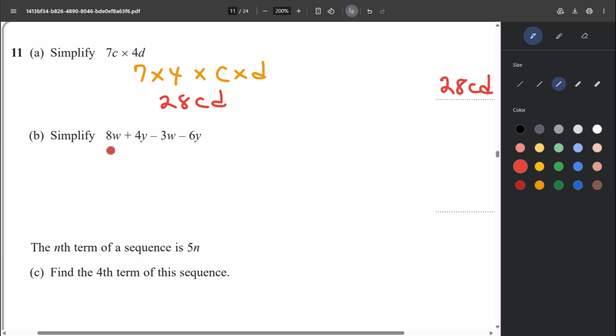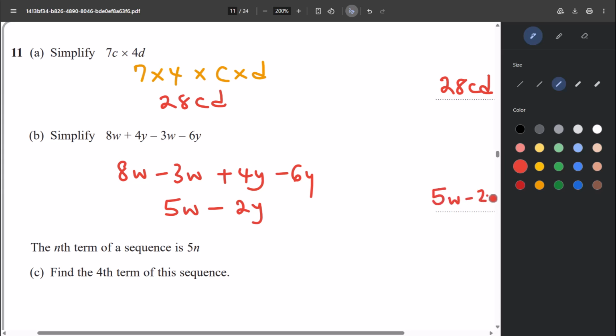And the next question says simplify this. Again, I'm going to show my working, and this is going to be 8W minus 3W, and here you got 4Y minus 6Y. Now if you do 8W minus 3W, that's 5W, and 4Y minus 6Y will be minus 2Y. Now here you cannot simplify any further, so you put your answer here as 5W minus 2Y.